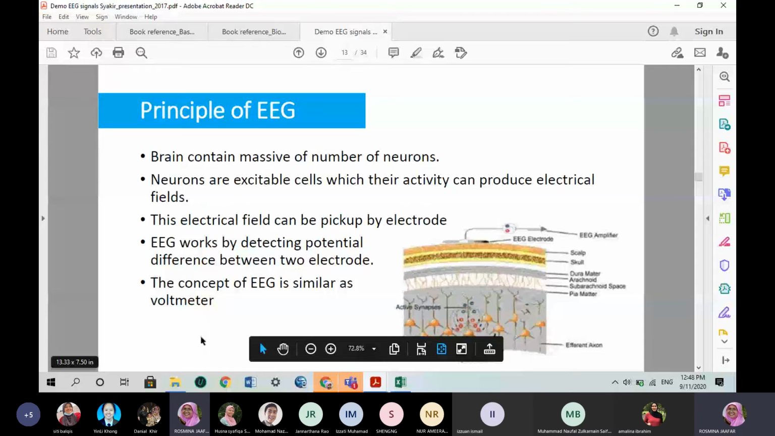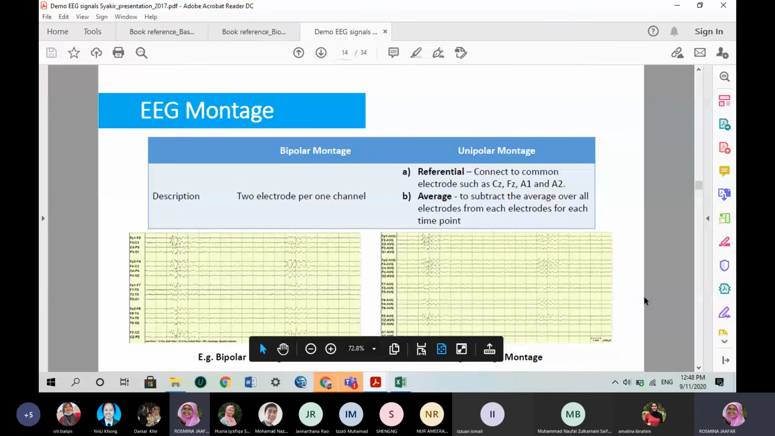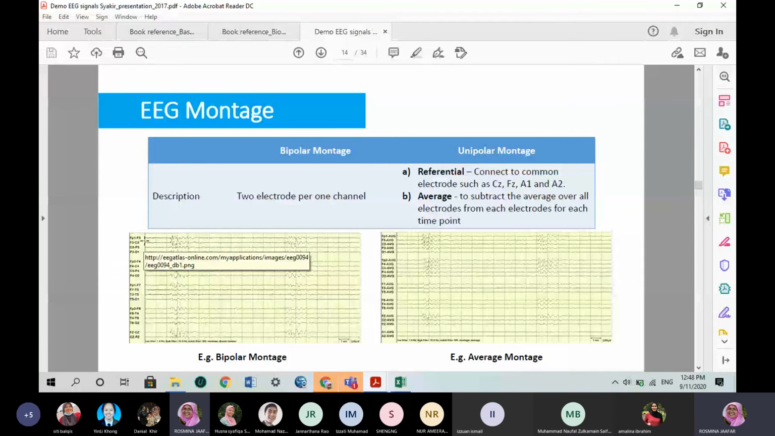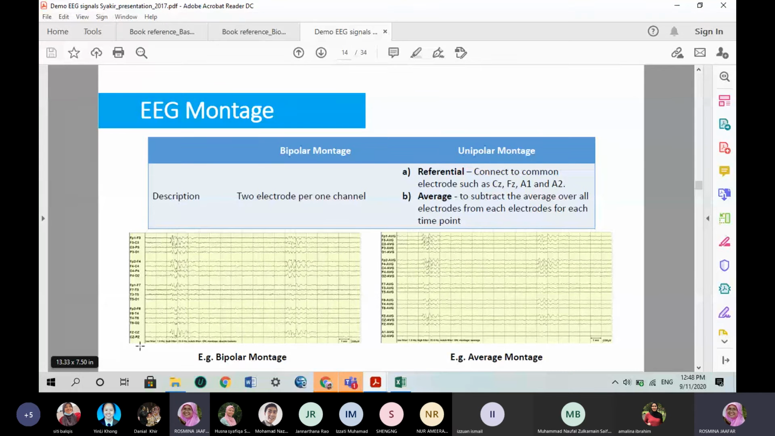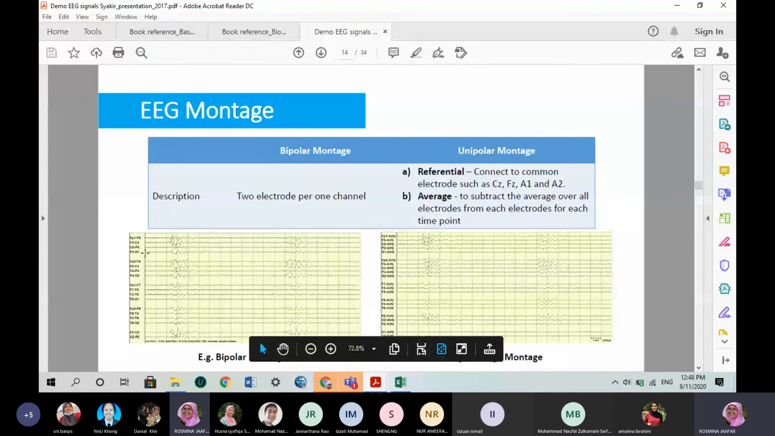Okay, the concept of EEG is similar to the voltmeter. EEG montage: here you will see FP1, F3. This is the left side. And then F3 to C3, C3 to P3, P3 to O1. So this will be one chain until you reach the center point. C is for the center. P is for the parietal.